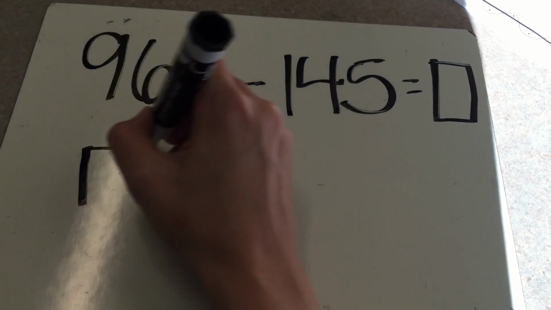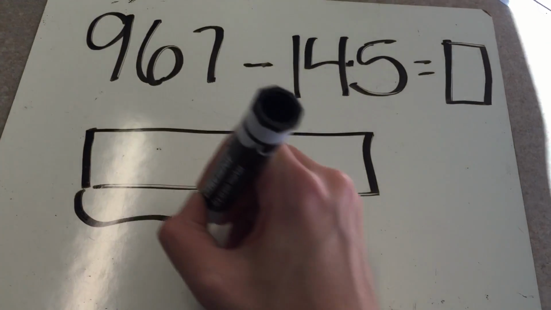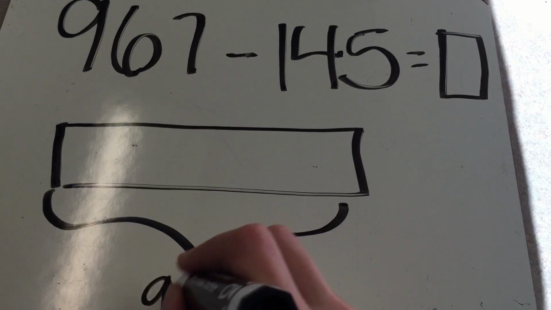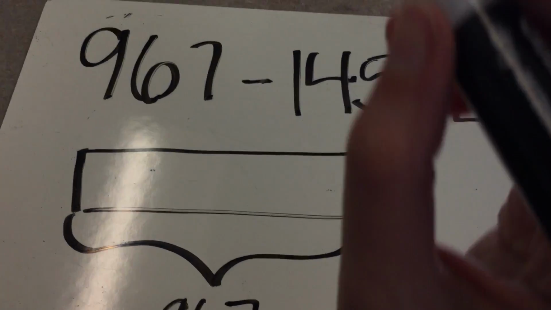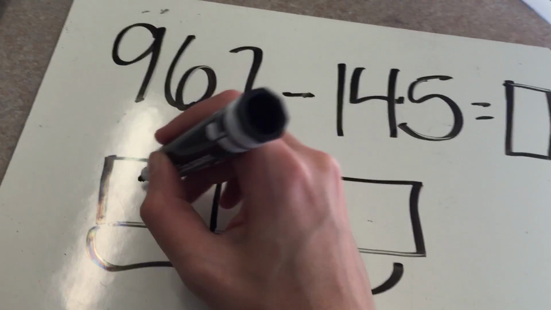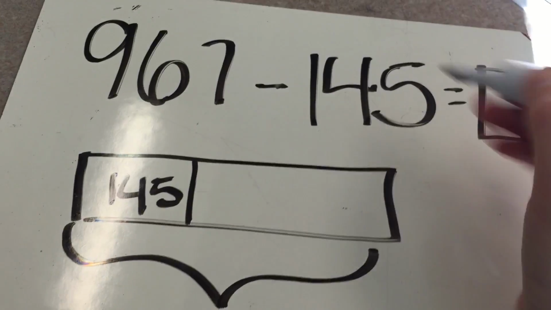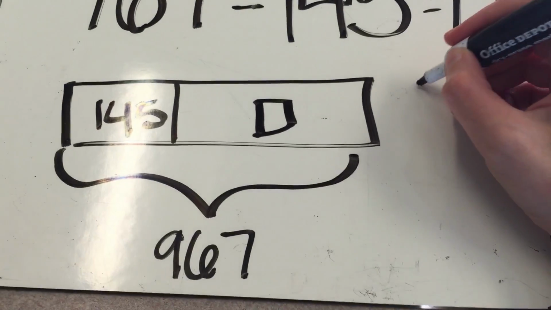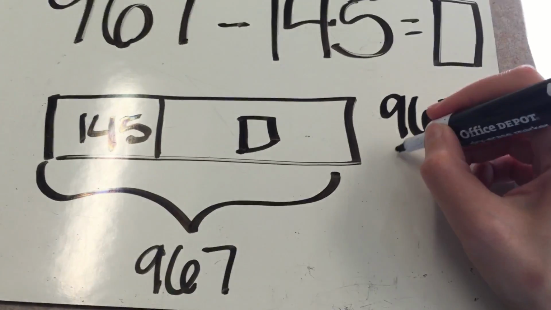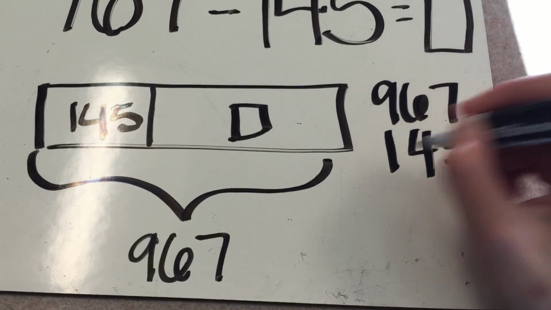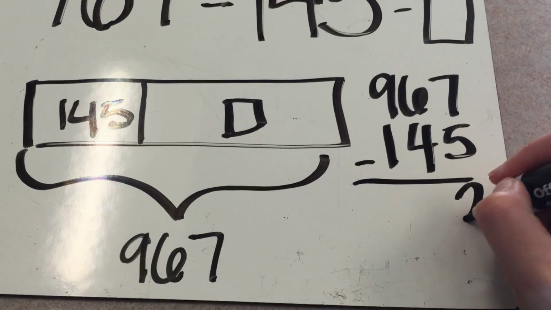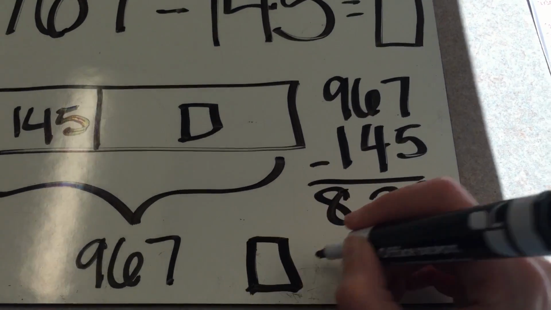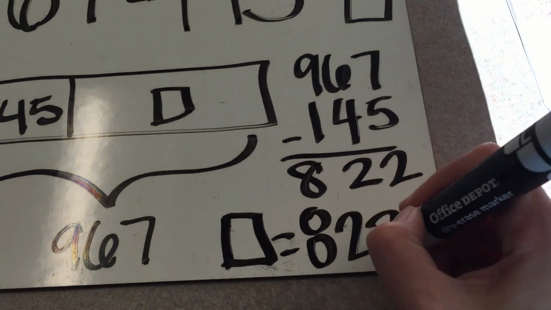Did you do it? We know our total, our biggest number, is 967. We know that one thing that makes up that number is 145. We know that the rest of it is box. That's what your tape diagram should look like. To actually solve the problem, 967 minus 145: 7 minus 5 is 2, 6 minus 4 is 2, 9 minus 1 is 8. Box equals 822.